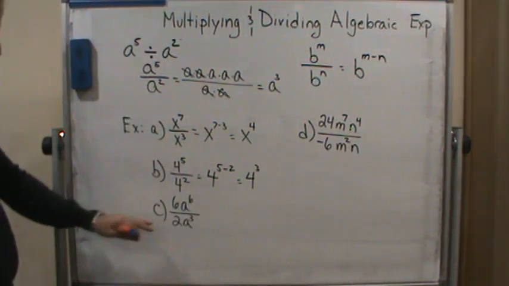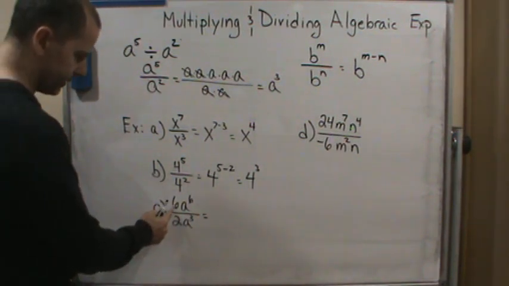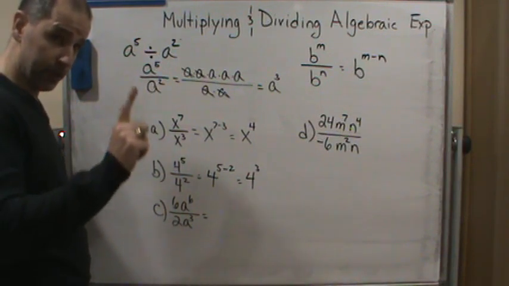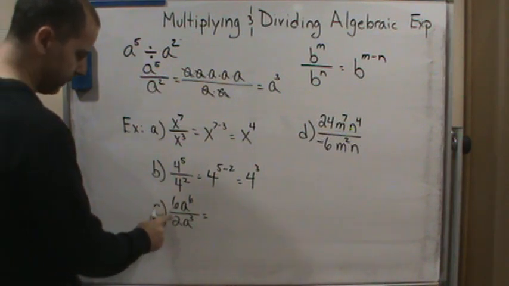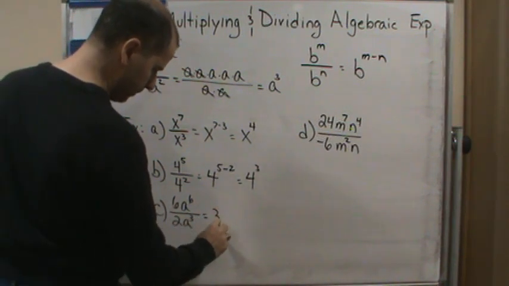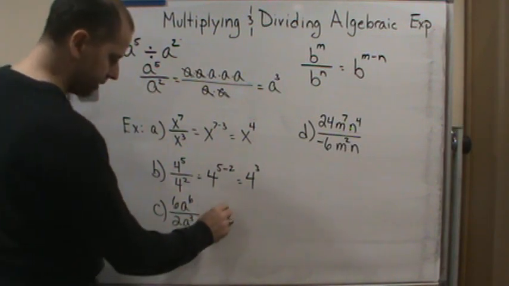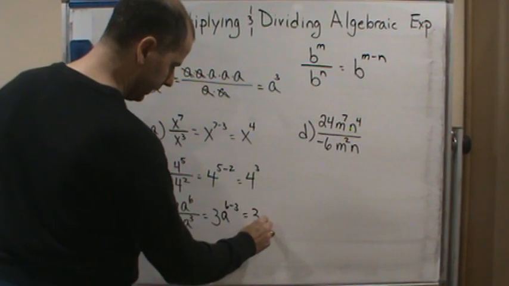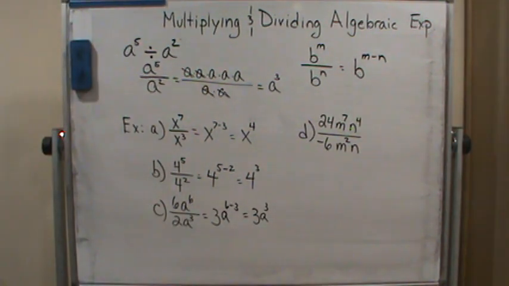And then c is going to be a little bit more complicated, because now we've got coefficients, right? So remember, divide the coefficients, subtract exponents. So we're going to do 6 divided by 2, which is 3. And then we're going to do a, and we're going to subtract 6 minus 3. And so we get 3a to the 3rd power as our final answer.